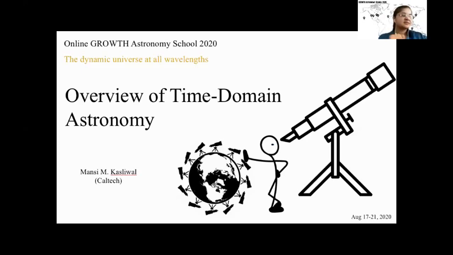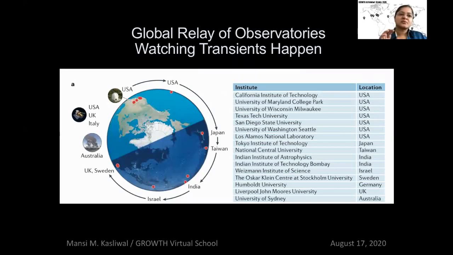So let's get started. The first concept I want to explain to you is the concept behind Growth, right? So Growth is an acronym. It stands for Global Relay of Observatories Watching Transients Happen. And the concept behind this is how do you beat sunrise? Okay, so let me explain that.